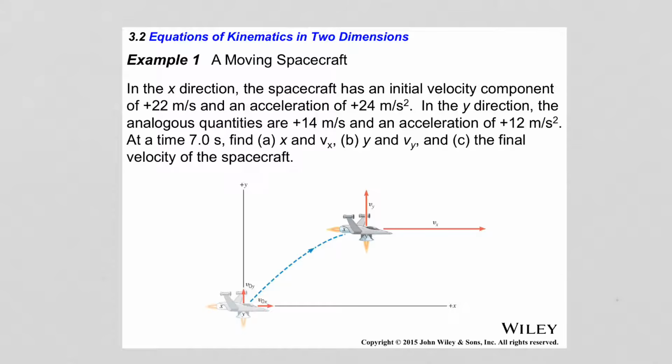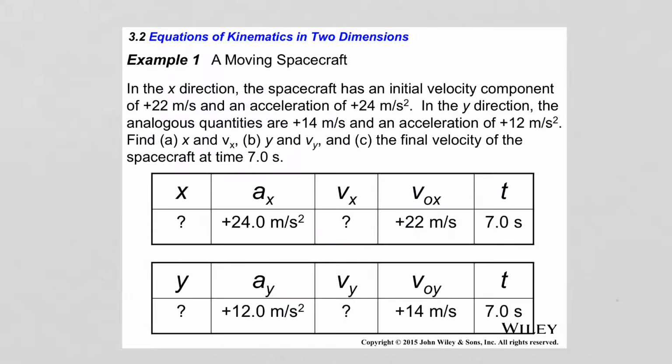So the final velocity would be like that. So we want to find the magnitude and also the angle that it makes with the positive x direction. So these are the questions that we will answer. So I can make two tables with the five kinematic quantities indexed for each coordinate direction.